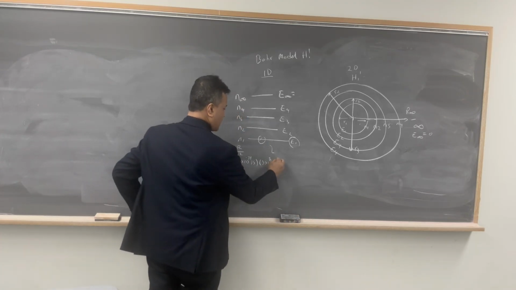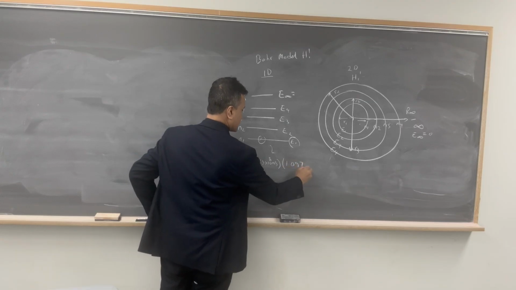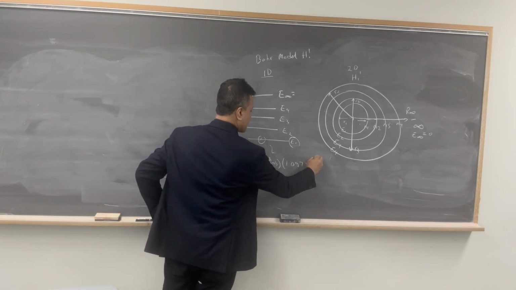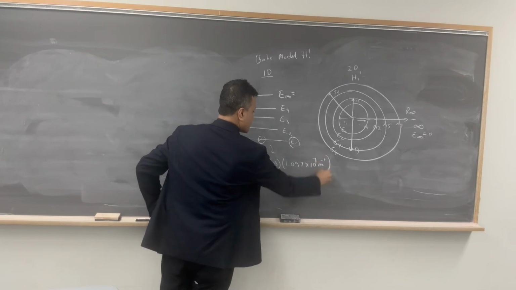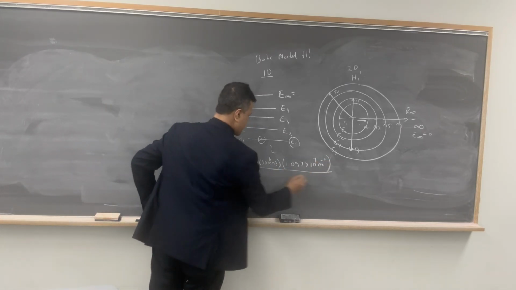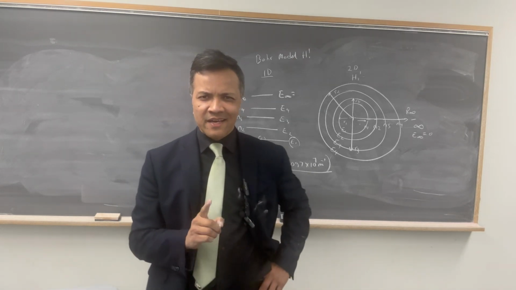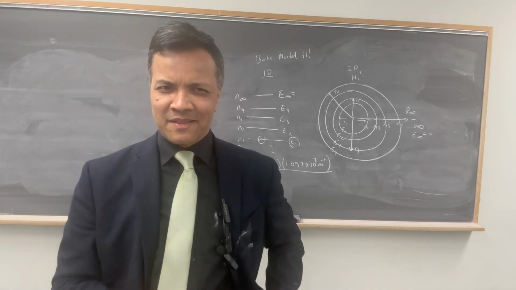R is the Rydberg constant, which is 1.097 times 10 raised to 7 per meter. All right, so divide by n squared. n is the only allowed state. n is quantized. What does that mean?